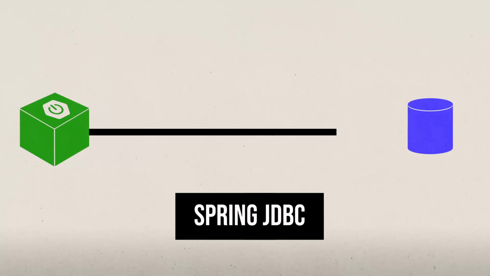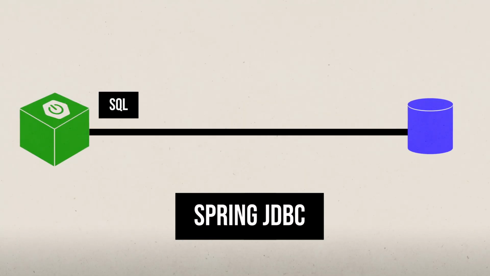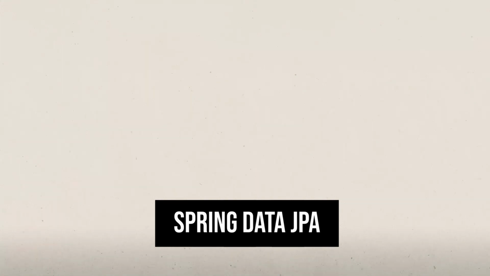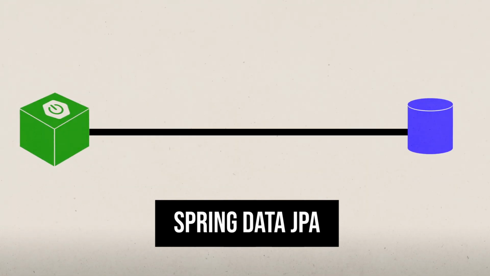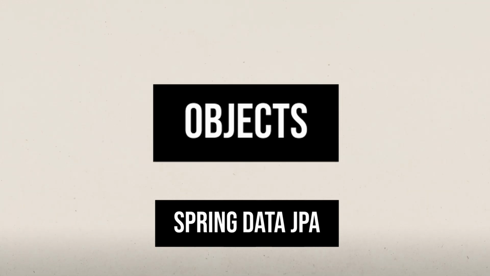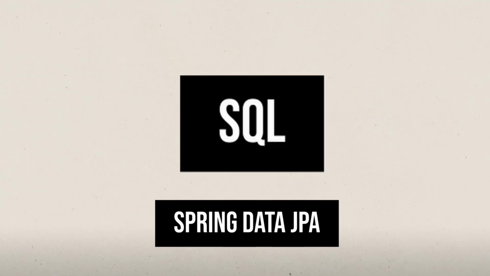There's a few ways. One is using Spring JDBC, a lower level mechanism for connecting to and interacting with a database using SQL. Another is using Spring Data JPA, a higher level mechanism for connecting to and interacting with a database using Java objects. The SQL is generated for you. Today, we're going to cover Spring JDBC.